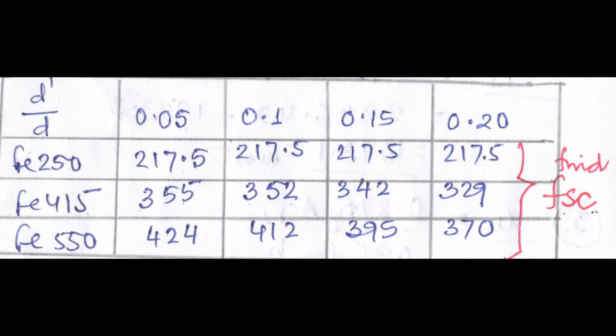Now you please see the table. In the table, D dash by D, if the value of D dash by D is 0.1, that is the second one value, correct? So from there, for Fe 250, what is the value of FSC? The value of FSC comes out to be 217.5. So step number 3 is done.